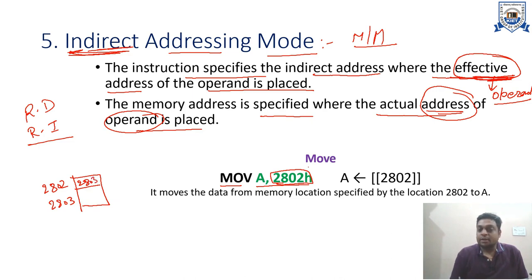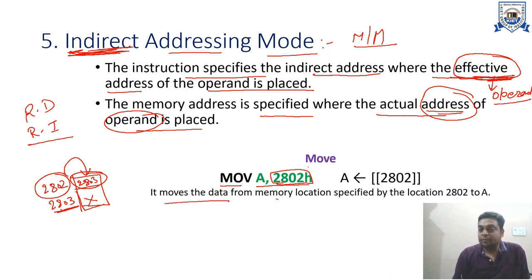In case of indirect mode, what will happen? We will move this address to the accumulator. On this address, it will get the address of the operand like this, and on this address we will get the operand. So X will be the operand and 2803 will be the address of the operand, and in case of indirect addressing mode, we will place the address of the operand.